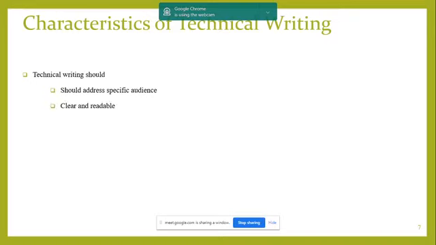It should be clear and readable. I keep on insisting on the word clear, please understand, because clarity and readability are a main key point in technical writing. When it is not clear, definitely the reader will not look into a paper.